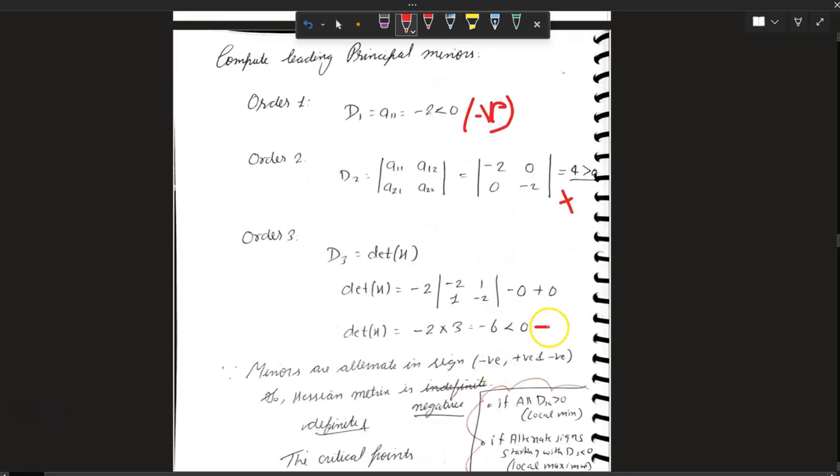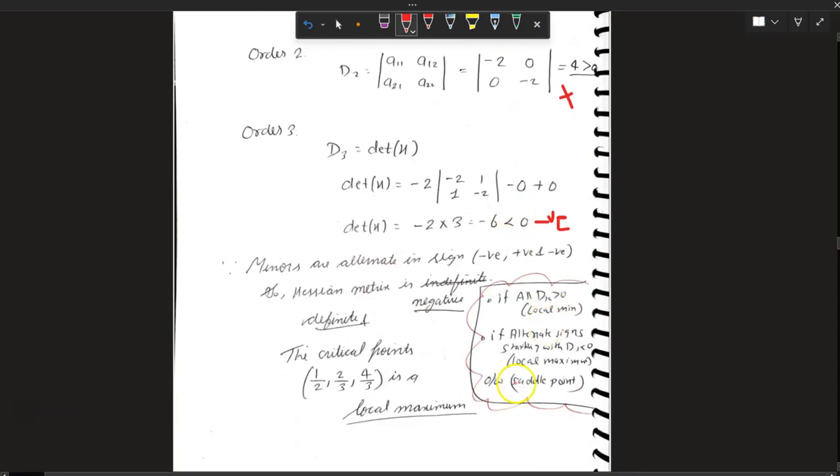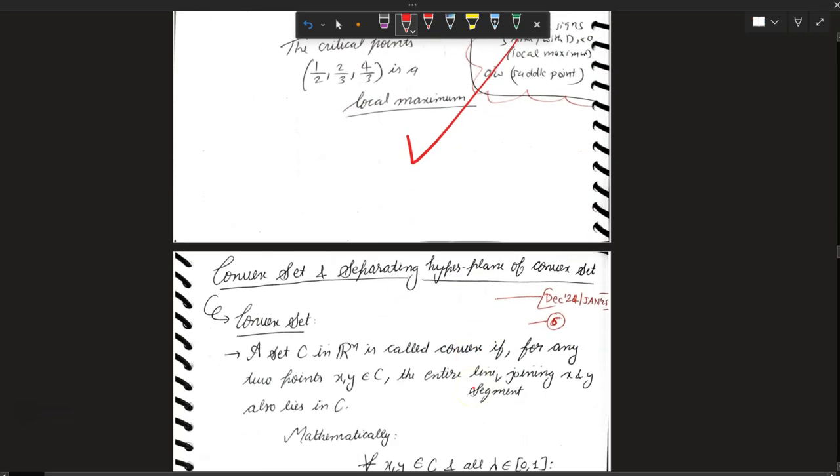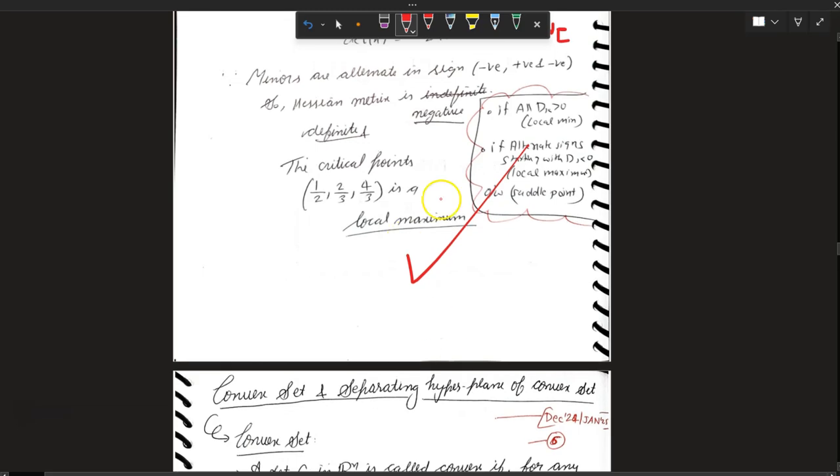-6 is also negative. So see, as I told you, if you get negative, positive, negative, so you can conclude it's a local maximum. So the same is written here. Hessian matrix is negative definite, so you can conclude that the critical points 2 by 3 and 4 by 3 are a local maximum. Okay, so let's proceed with the next concept. I hope you understood this.